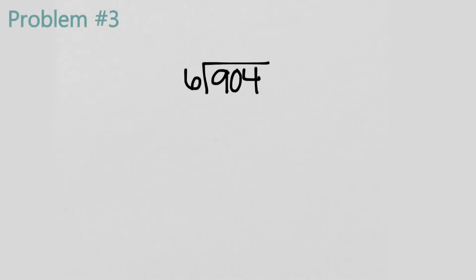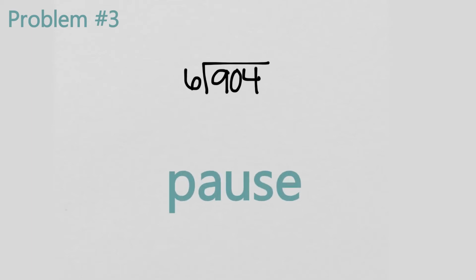Problem number 3. Read the problem to yourself as I read it aloud. 904 divided by 6. Now I'm going to have you go ahead and complete this problem on your own. When you see the word pause appear on your screen, click pause. When you've got your answer, click play. And don't forget, check your work. Good luck!